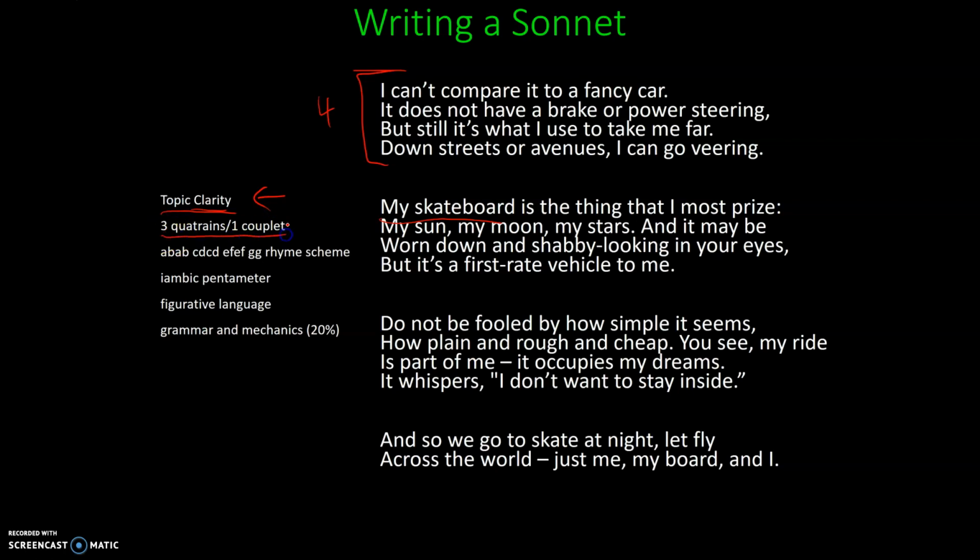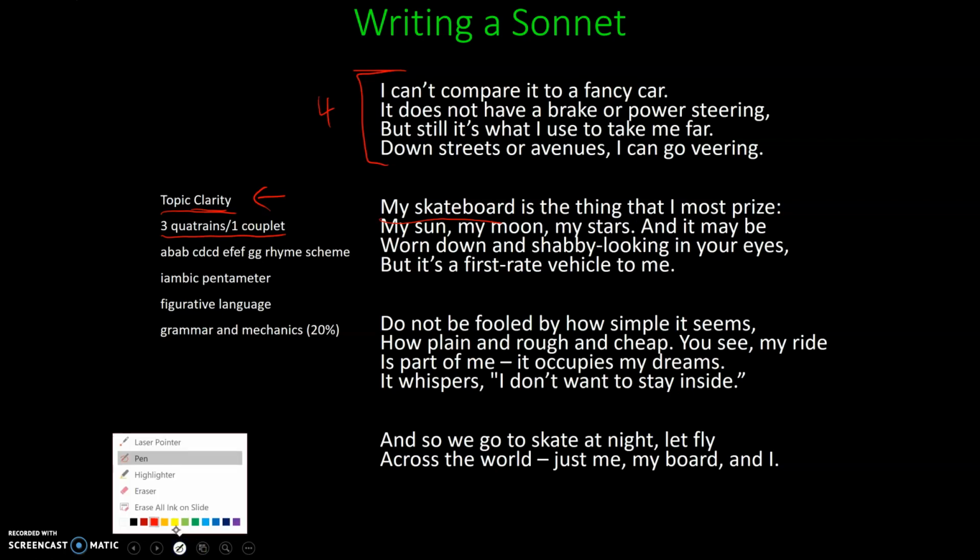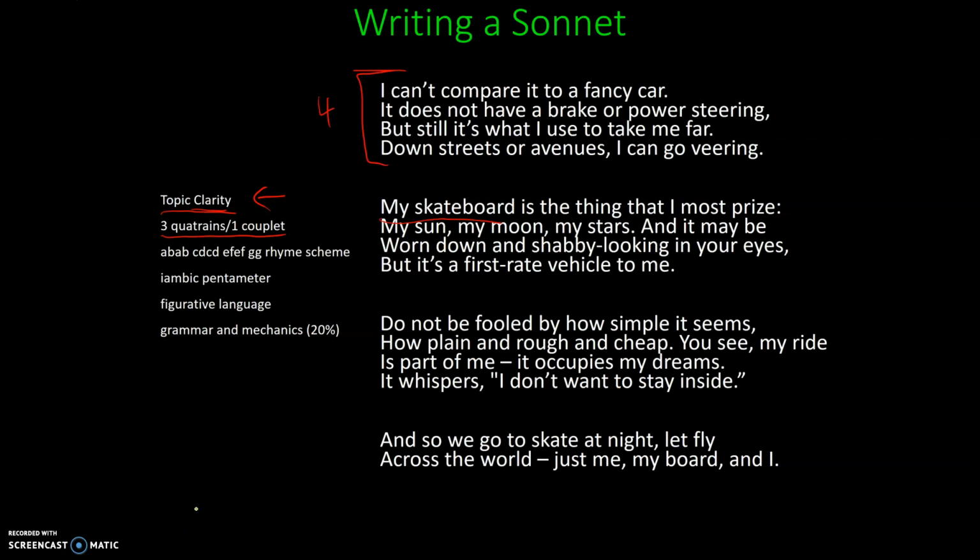Then the next thing is 3 quatrains, 1 couplet. You can see quite clearly, I think, that this sonnet incorporates 3 quatrains and 1 couplet. Again, a quatrain is 4 lines. So you've got this quatrain here, and then you've got another 4 lines here, then you've got another 4 lines here, and then you've got a couplet, which is 2 lines here.